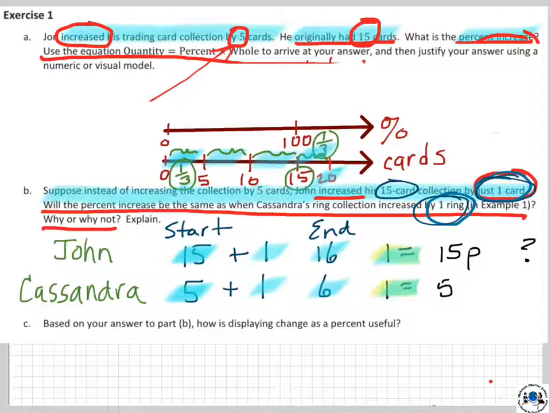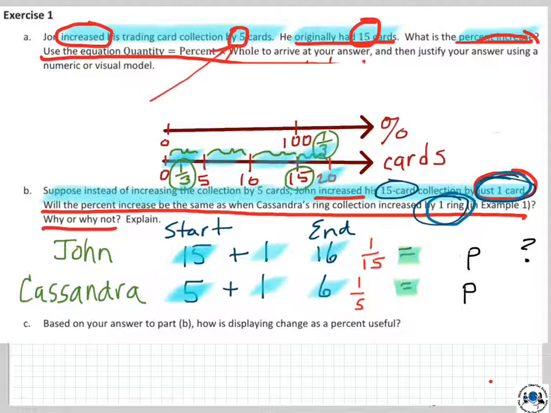So John, we have 1 equals 15p. Cassandra, 1 equals 5p. We're going to multiply by the multiplicative inverse: 1 over 15 on both sides, and 1 over 5 for Cassandra's on both sides. We know on the right we're going to be left with p both times. Then we can see that 1 over 15 times 1 is 1/15th. And with Cassandra, 1 over 1/5 equals p.